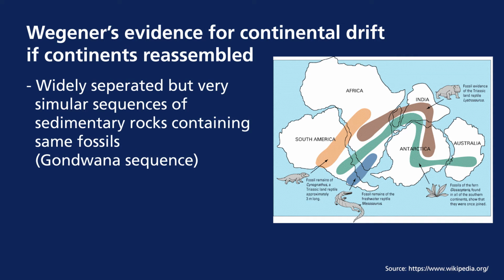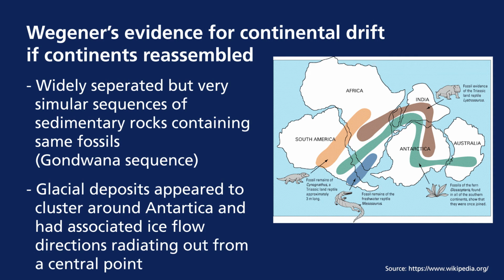He noticed widely separated but very similar sequences of sedimentary rocks containing the same fossils. Here we see the different types of fossils, the fossil of the land reptile, which matched across Africa and South America, the fossil of the Glossopteris, a fern, throughout the different continents, etc.